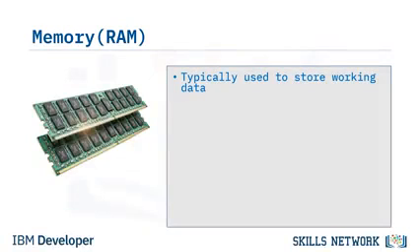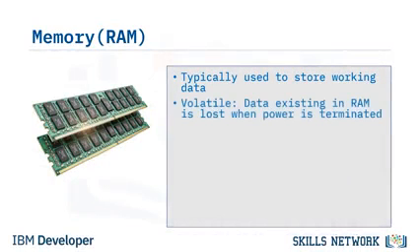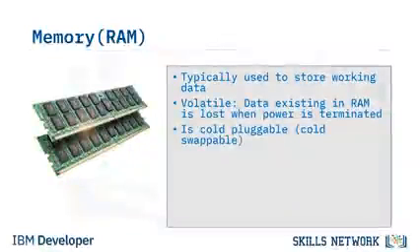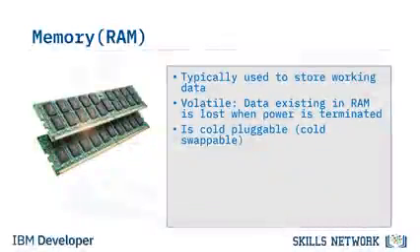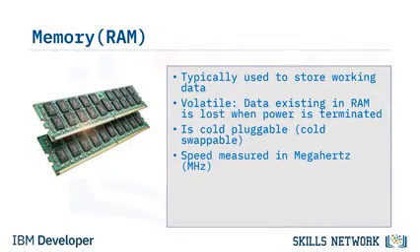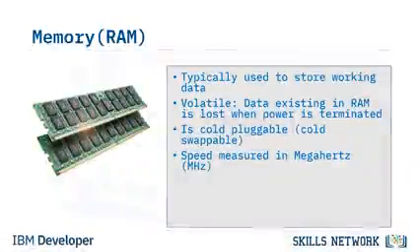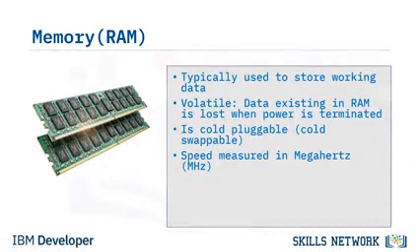Random access memory, or RAM, temporarily stores working data and machine code. Because RAM is volatile, any data existing in RAM is lost when power is terminated. RAM is cold pluggable or cold swappable. Cold pluggable or cold swappable means that the hardware is off or in a state of being without power. RAM speeds are measured in megahertz, or millions of cycles per second. Currently, RAM speeds can range from 1333 megahertz to speeds of 2133 megahertz.